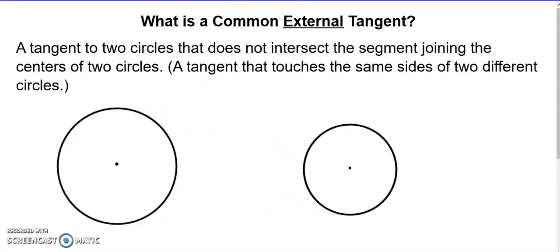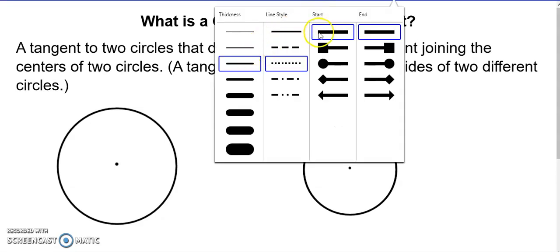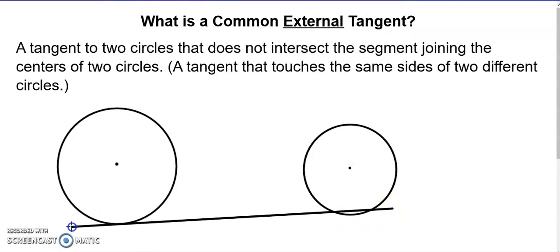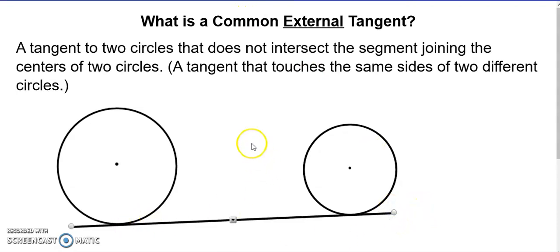And then we have a common external tangent. A common external tangent is a tangent that stays on the same side of both circles. It'll either go top to top or bottom to bottom. Oh, I don't want that one. I want it to be solid, please and thank you. Boom. So a common external tangent will be on the same side as a tangent line that's on the same part of the two circles. It doesn't go between those circles. So this is a common external tangent.